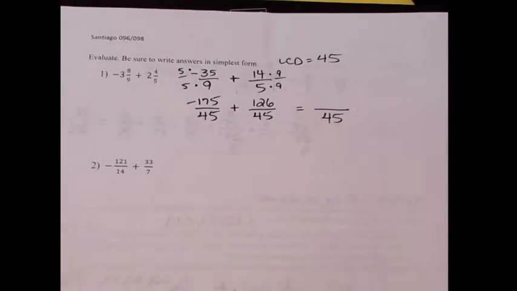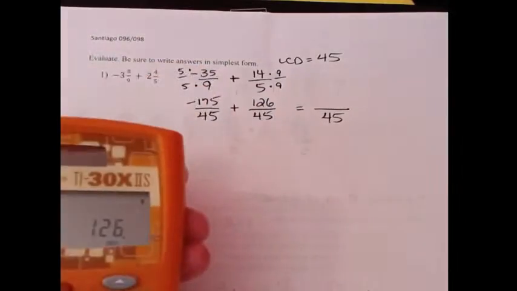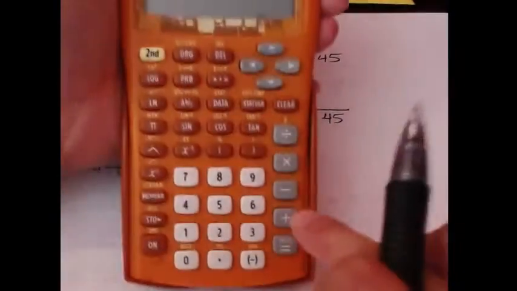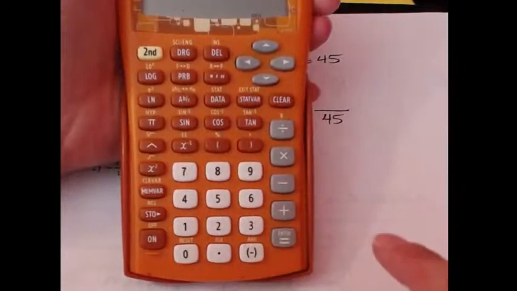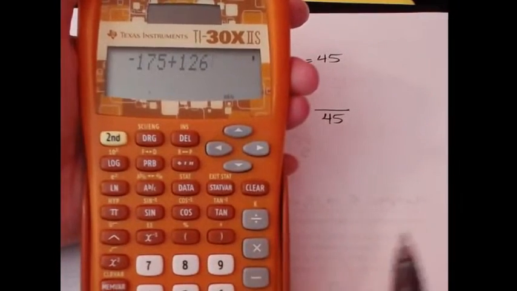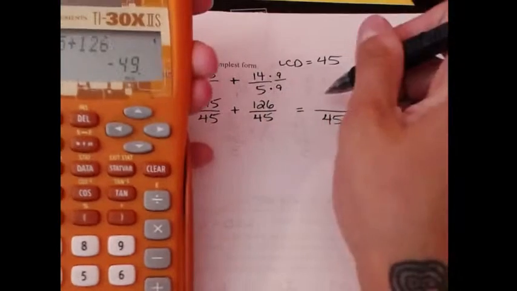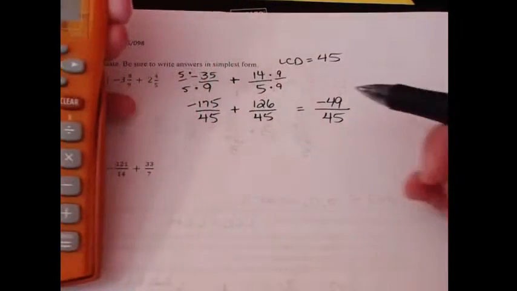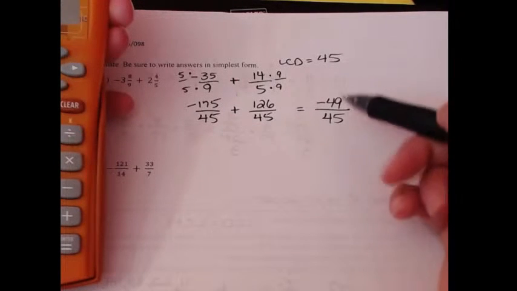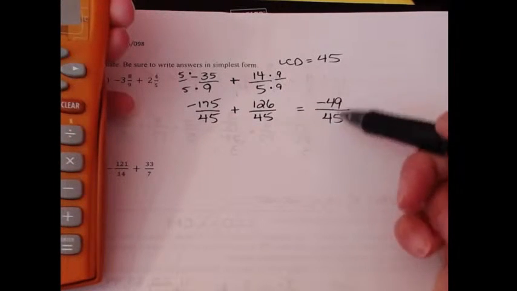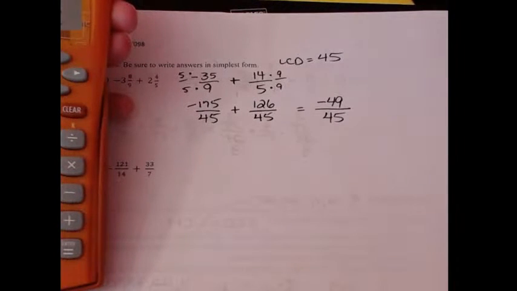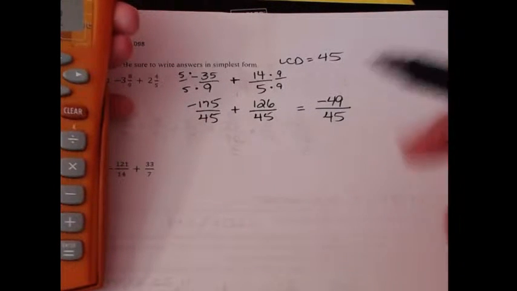So we're going to leave our denominator 45, and we're going to punch in exactly what we see from left to right. So negative 175 plus 126. Negative 175 plus 126, and that gives us negative 49. By looking at these two, is there anything we can divide out of both? Typically, when you think of 49, 7 times 7, right? Can 7 go into 45?